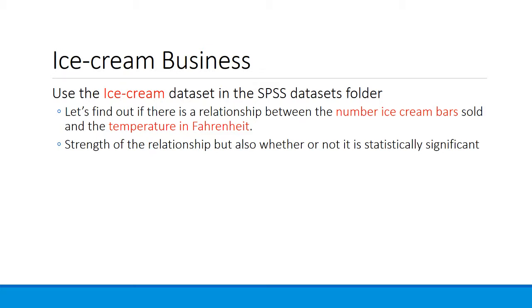In the example given in class, we wanted to gauge the relationship between the number of ice cream bars sold for a particular month and the average temperature in Fahrenheit for that month. Obviously, number of ice cream bars sold is a quantitative variable, and temperature in Fahrenheit is also a quantitative variable. And so this example fits perfectly with Pearson's correlation coefficient.